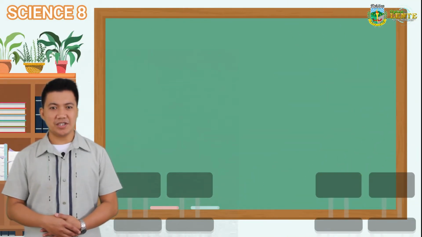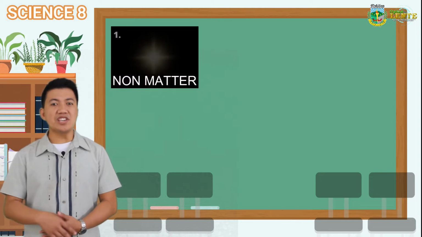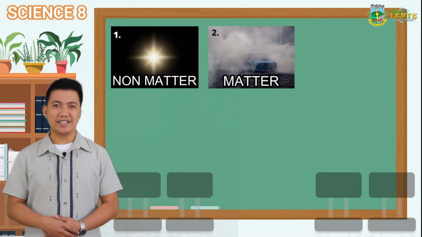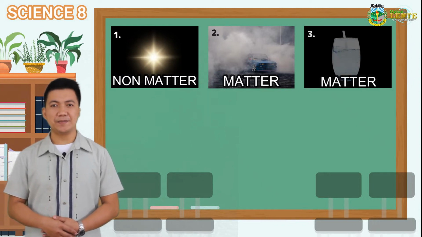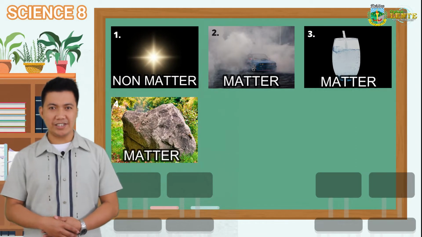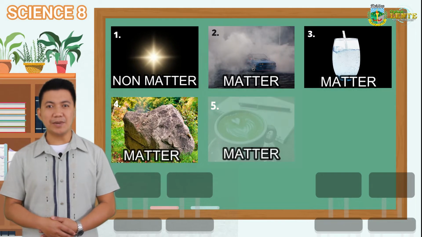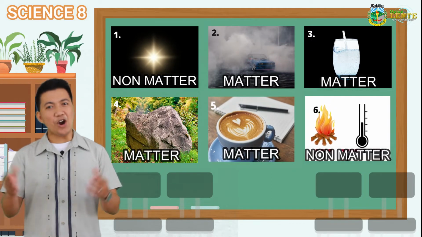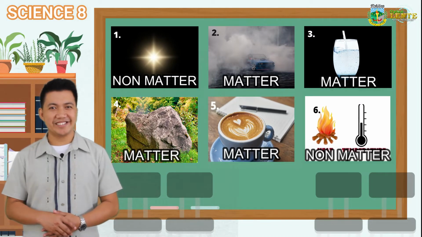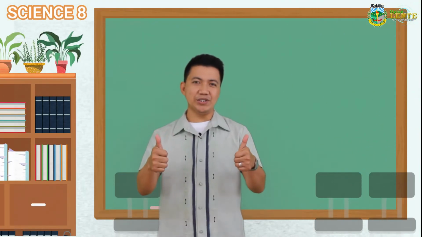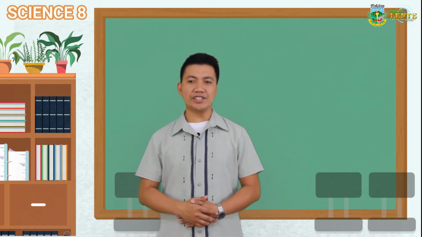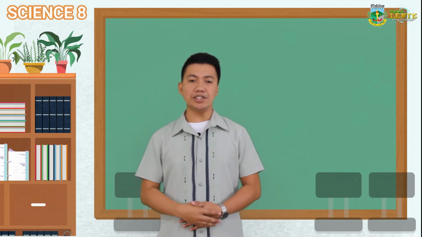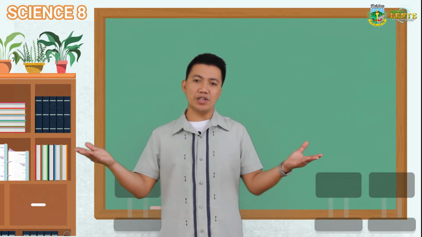Let's check your answers. Number 1, no, it's not a matter. 2, matter. 3, matter. 4, matter. 5, matter. 6, not a matter. How many correct answers did you get? Okay, very good. It seems that you have an idea on the topic. But the question is, what characteristics are common in all the pictures of matter? How will we define it?